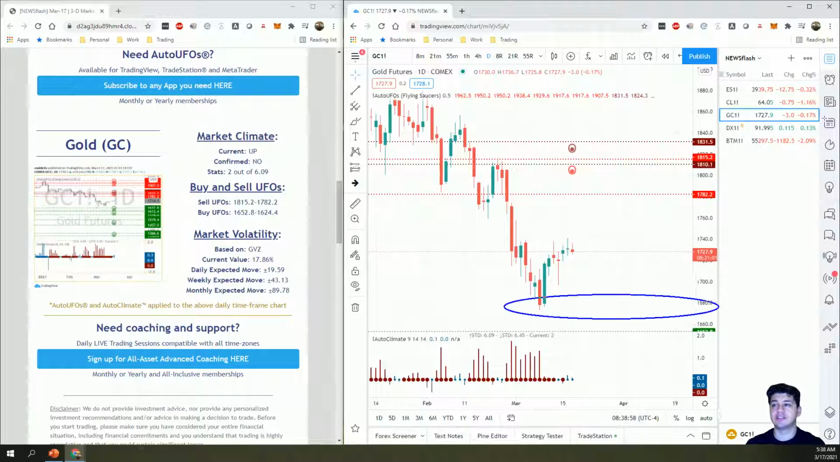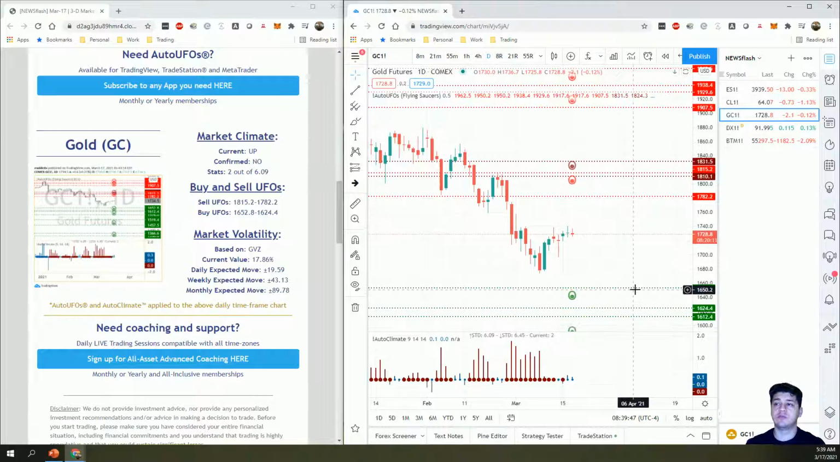Obviously, we had that test of the 1680 area, have then since pulled back and have not returned down there. Another retest was this one from the 1700s and then pulled back up again. The Auto UFOs, nothing has changed from yesterday, so we're looking at the 1650.2, I'm sorry, 1652.8 to 1624.4. The Sell UFO up above is 1782.2 to 1815.2. Okay, so those are our UFOs on the gold.